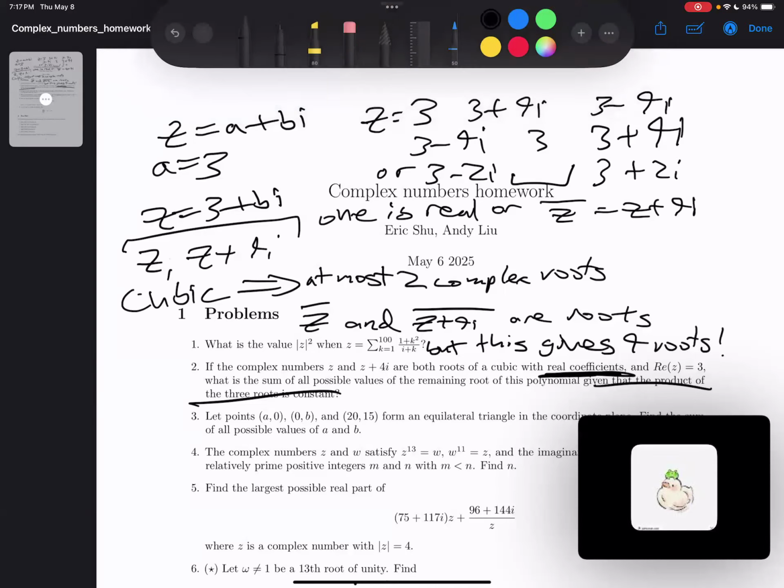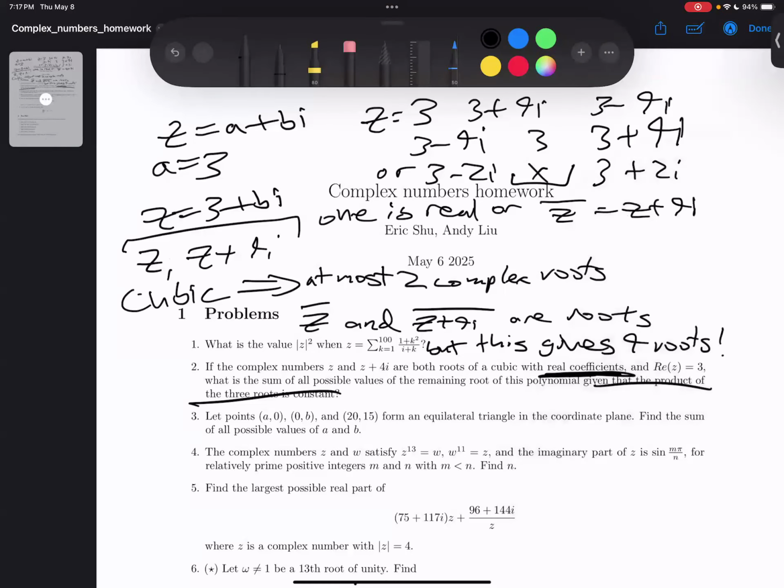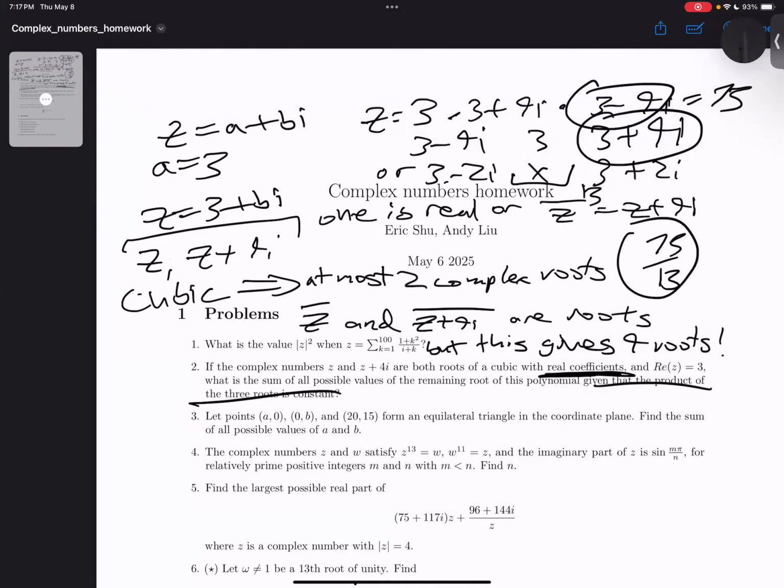So for this remaining root, we are given that the product of the 3 roots is constant, and the product of these 3 terms is just 75. The product of this is 13, so the remaining root must be 75 over 13. The roots will be 75 over 13, 3 plus 4i, and 3 minus 4i. When you add all this together, you get this plus 6, which is 153 over 13. And that is our final answer.